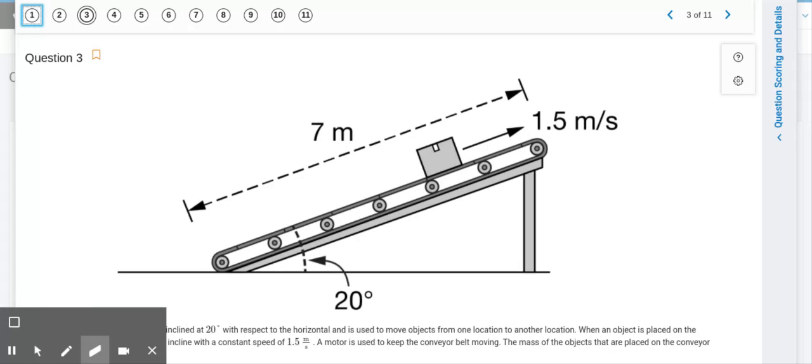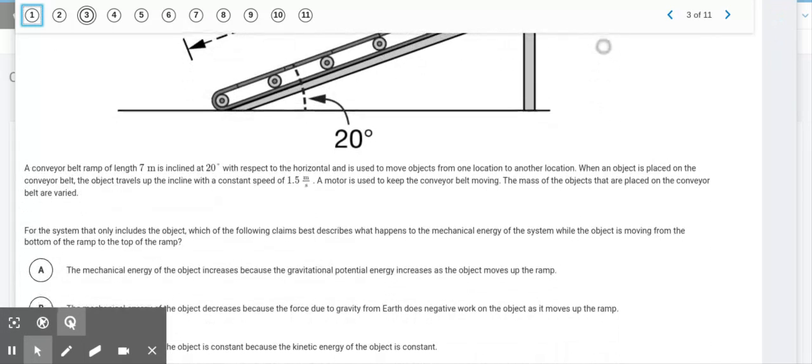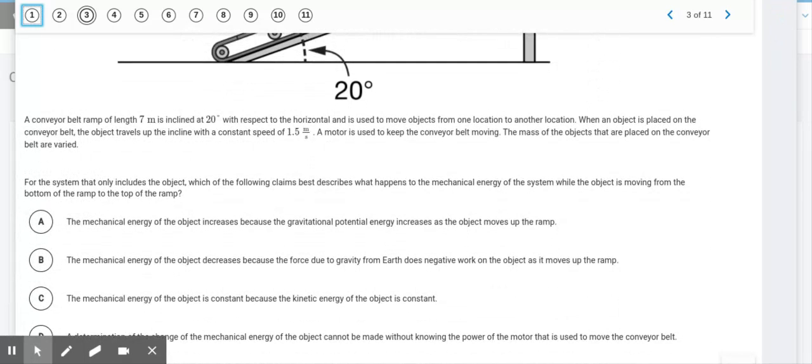All right, great. So here we go. We've got this conveyor belt going on here. Here's another one. You can read this. It wants to know what happens for a system that only includes the object. Which of the following best describes what happens to the mechanical energy of the system, which is the object, when the object is moving from the bottom to the top?